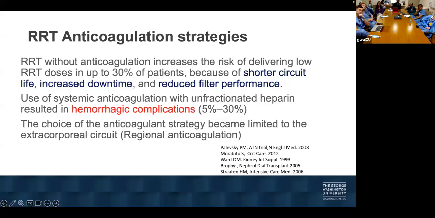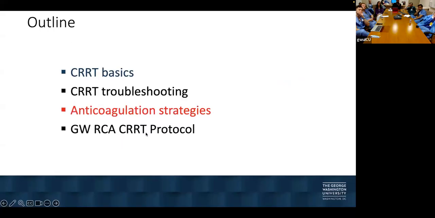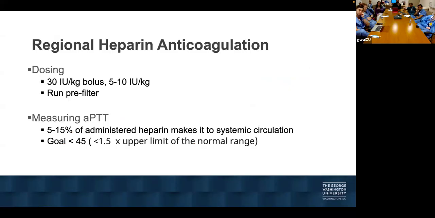So the choice has to be regional anticoagulation. With regional heparin anticoagulation, for the dosing, you start with a bolus and you maintain between 5 and 10 units per kilogram. And you run it obviously pre-filter. If you have a patient where you have to use it, it's about risk and benefit, and there's a risk of bleeding. Try to avoid the bolus. We do not bolus those. We just start with the 5 to 10 units. And the goal of checking aPTT is not to reach a goal, but actually not to exceed, because when you go above 45, the risk of bleeding goes higher.